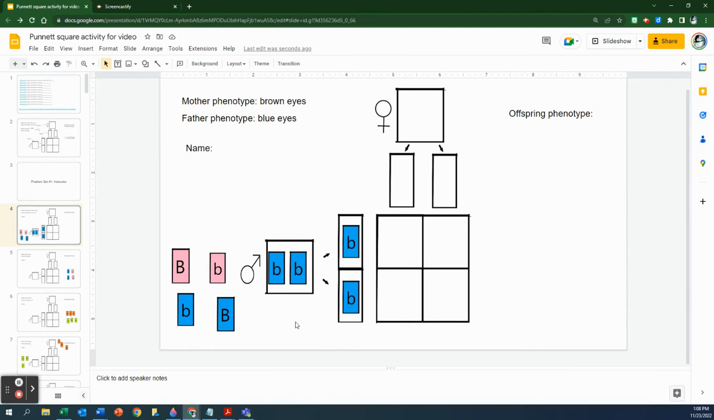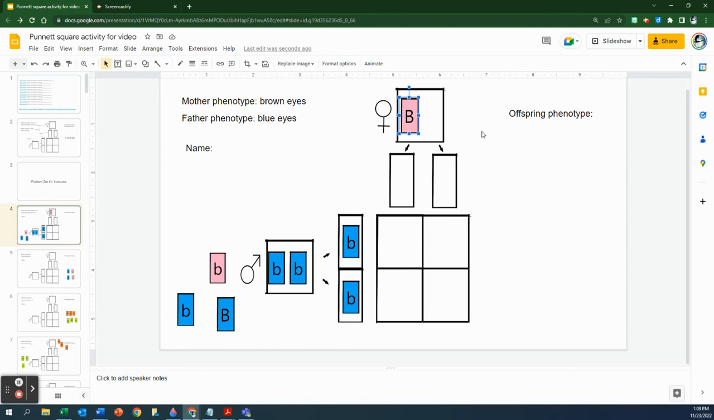Now, mom has brown eyes. Because she has brown eyes, we know for a fact she's got to have at least one big B, right? Because the big B is what makes her have brown eyes. We don't necessarily know what her other gene looks like. We know she has two of them, so she's either going to be big B, big B, or big B, little b.